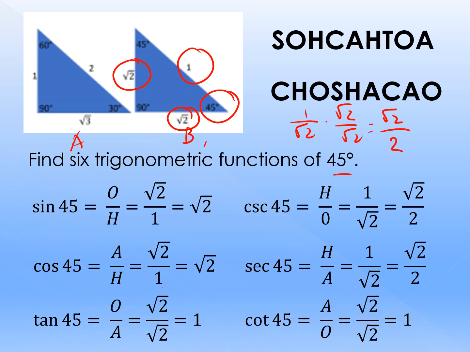Now, for cotangent 45 degrees, we have A over O, or adjacent over opposite. Again, the side adjacent and opposite to 45 degrees are equal to square root of 2 and square root of 2. Therefore, square root of 2 divided by square root of 2 is equal to 1. Therefore, cotangent 45 degrees is equal to 1.